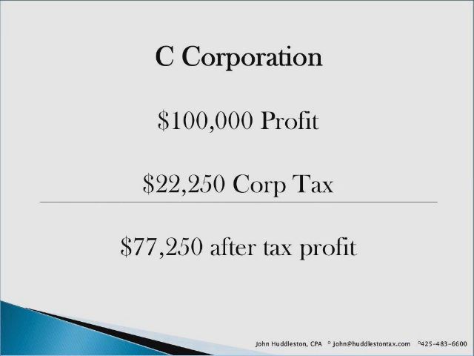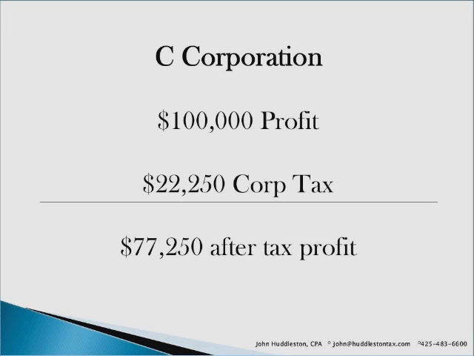So the C corporation has $100,000 of net income. C corporations, unlike other types of entities, pay their own tax. It's a separate entity and it pays its own tax. The tax rates start out fairly preferential for a C corporation, the first $50,000 being taxed at 15%. So if you're a C corporation with $100,000 of profit, you're going to pay corporate income tax of $22,250. That's going to leave the corporation with $77,250 in the corporate bank account.